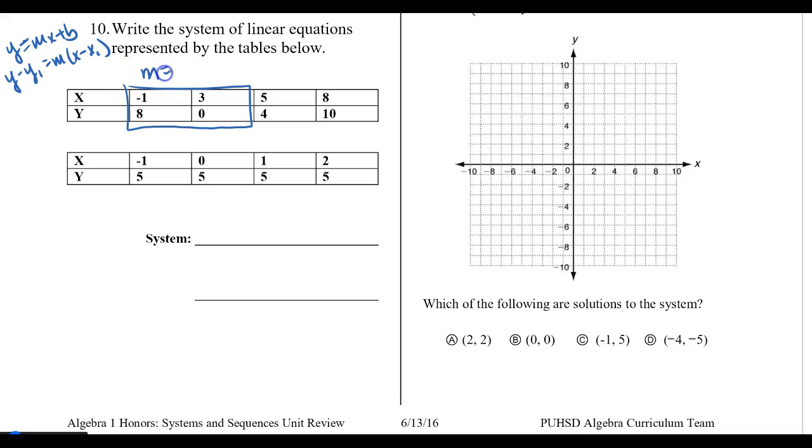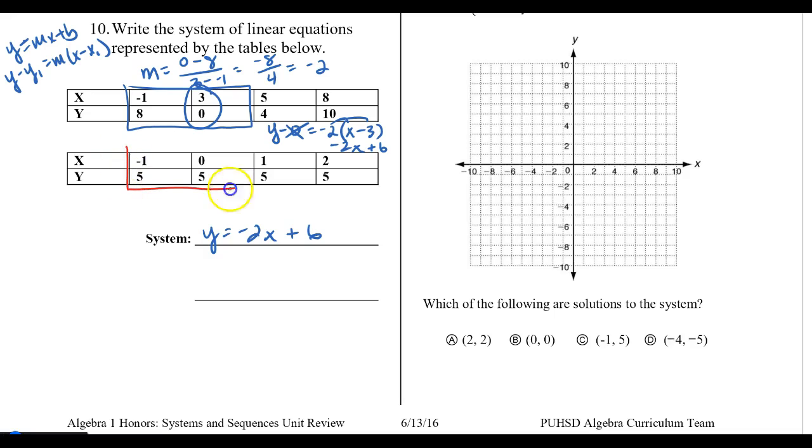So my slope here, m equals 0 take away 8 over 3 minus negative 1. So that's negative 8 over 4, which is negative 2. So y equals negative 2x plus something. And I'm going to use my point slope form now. I'm going to pick this point because it's real easy to use because we've got a 0 in there. So we've got y minus 0 is equal to negative 2 times x minus 3. So if I distribute, that cancels out. I get negative 2x plus 6. That's my first equation.